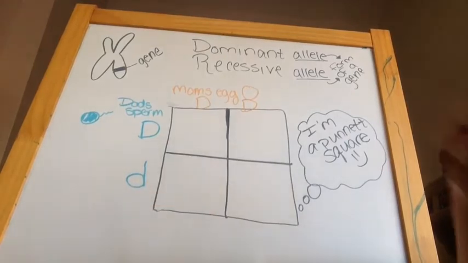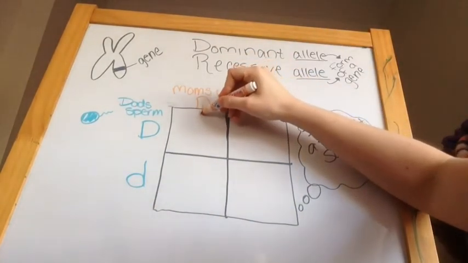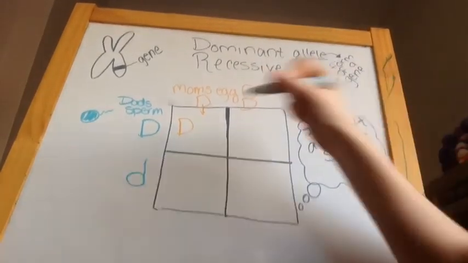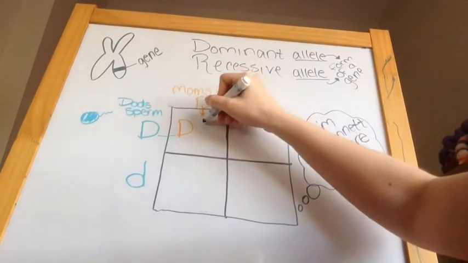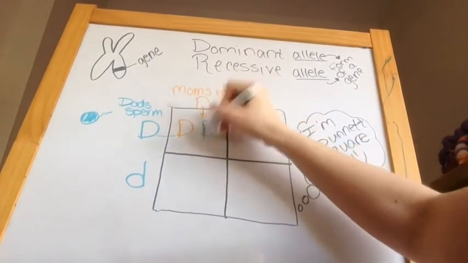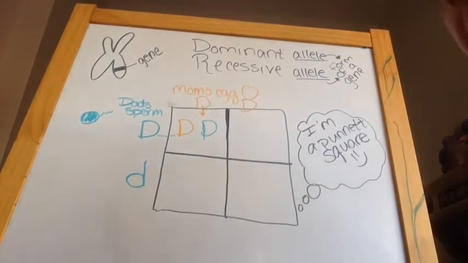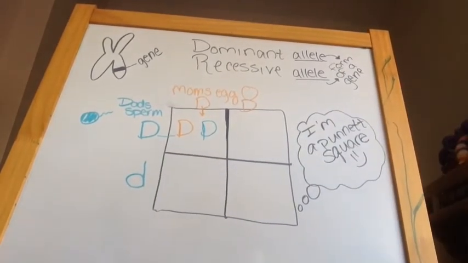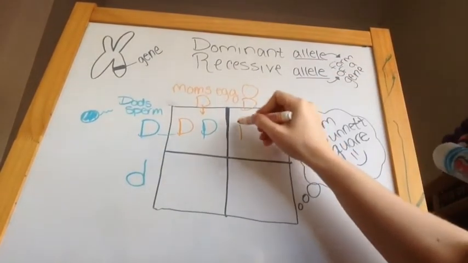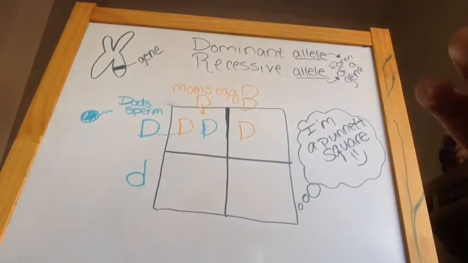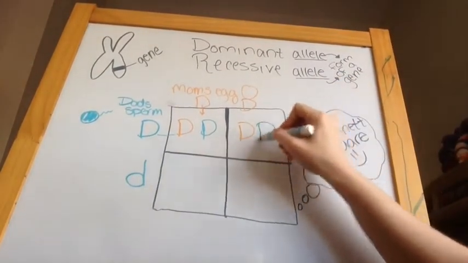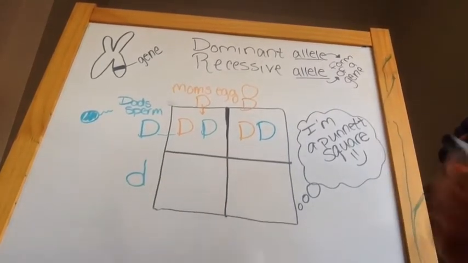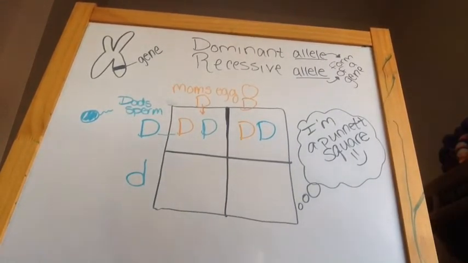So what if mom gives this dominant allele and dad gives his dominant allele? Okay, then that baby would also be homozygous dominant, okay? But there's also a possibility that mom might give this dominant allele and dad may once again give that dominant allele from over here, okay? Also, again, the baby has a probability of being homozygous dominant, okay?